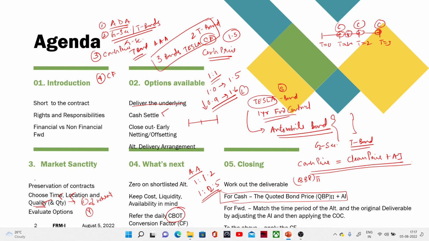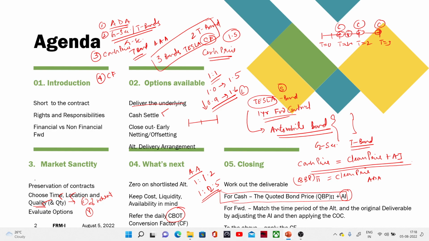So the quoted bond price is nothing but obviously the clean price of the bond. Clean price of which bond? Clean price of the alternate delivery, not the original, right? But obviously when you add the accrued interest, because as I said before, when you actually sign the contract, when the contract is going to get matured, that has really nothing to do with the bond's own coupon paying date, right? So the accrued interest more often than not will have to be considered.